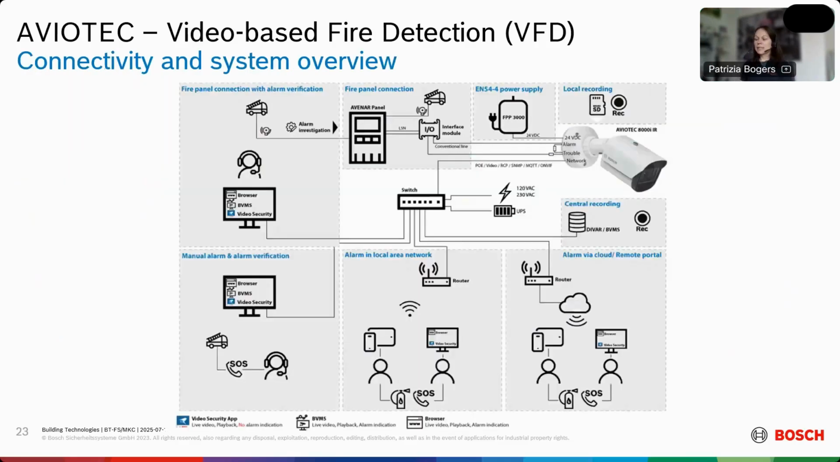Here to sum it up with the connectivity options that we have already discussed, AVIOTEC can be integrated into the installation by two approaches. On the upper side, you see the integration via the mentioned two output relays into the fire world, means by conventional line and interface module to connect it to a panel. The camera can be supported by EN54 power supply to close the gap here as well.